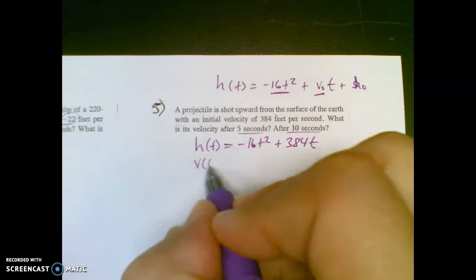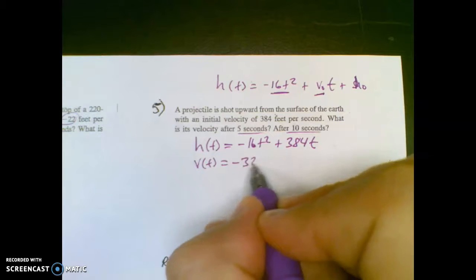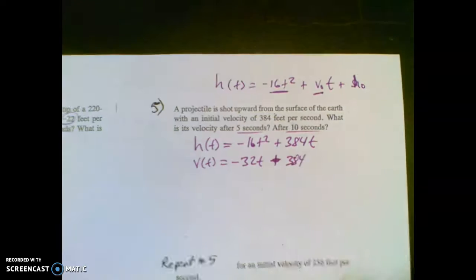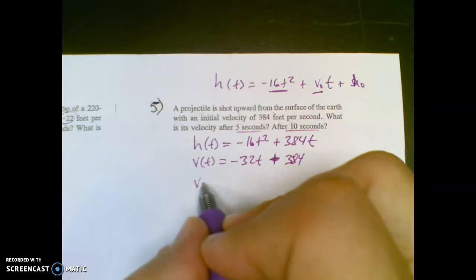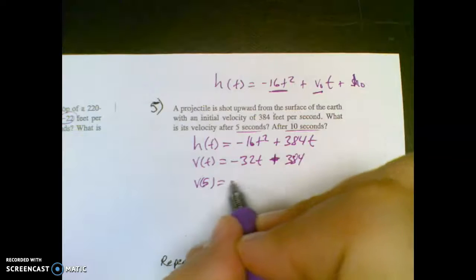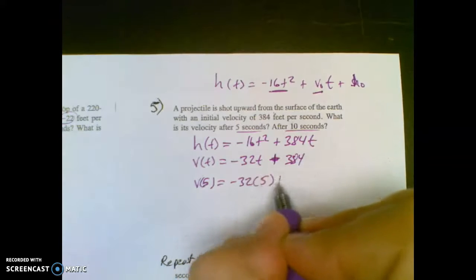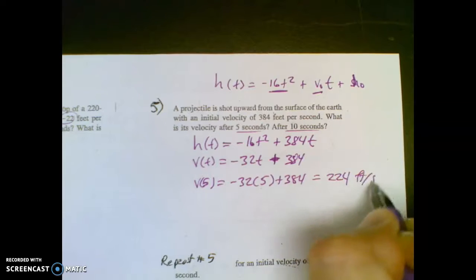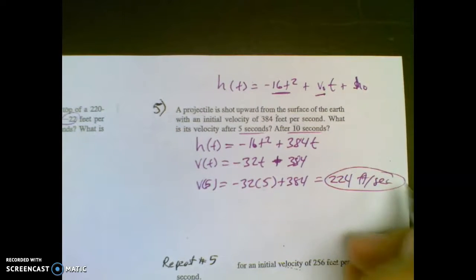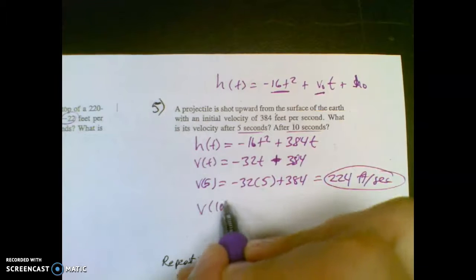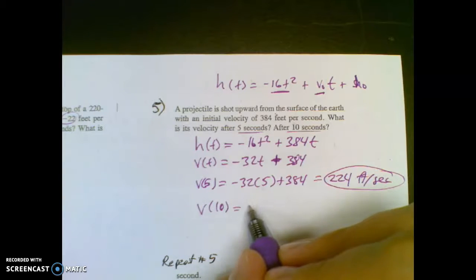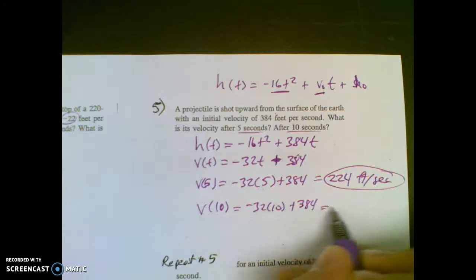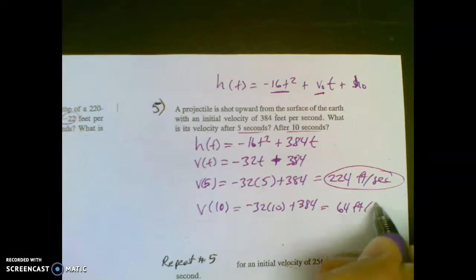So if I have this and I want to get to velocity, all I do is take the derivative, right? I use my derivative rules. Luckily, we don't have to do this with the long way. I'm going to do v of 5, which is 224 feet per second. You want to put your units on there, and then v of 10 is going to be negative 32 times 10 plus 384, which is 64 feet per second, which sounds weird at first.